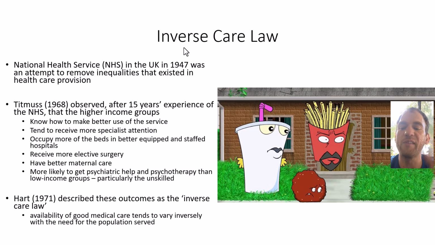Which brings us to this inverse care law. You can think of this as a negative correlation. So for a classic stat situation here, when one variable goes up, the other one goes down. In this case, as needs increase in the population, the amount of quality, good, positive medical care decreases. So that's the inverse. Needs increase, quality of care decreases. That is the idea of the inverse care law.